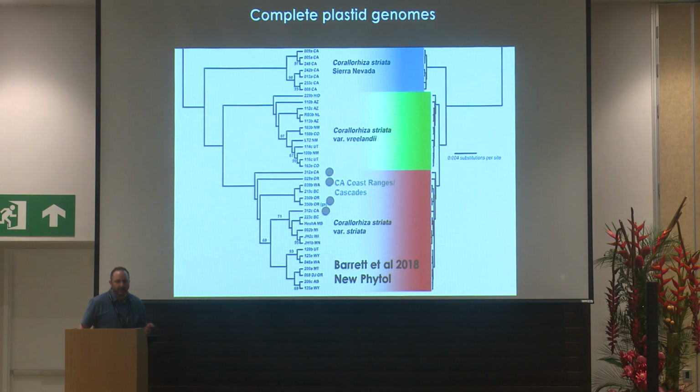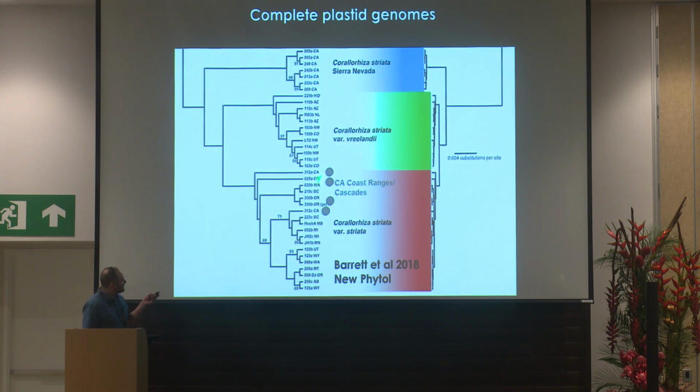Okay, so earlier work based on plastid genome sequencing, these are whole plastid genomes, identified 3 plastid lineages, right? One corresponds to variety striata, the large-flowered, probably outcrossing one. Another is variety vreelandii, in the southwestern USA and Mexico, probably more prone to selfing, as I'll show you in a minute. And then there's this other lineage endemic to the Sierra Nevada in California. This was a surprise to us because these flowers, as I'm going to show you, have an intermediate morphology between striata and vreelandii.